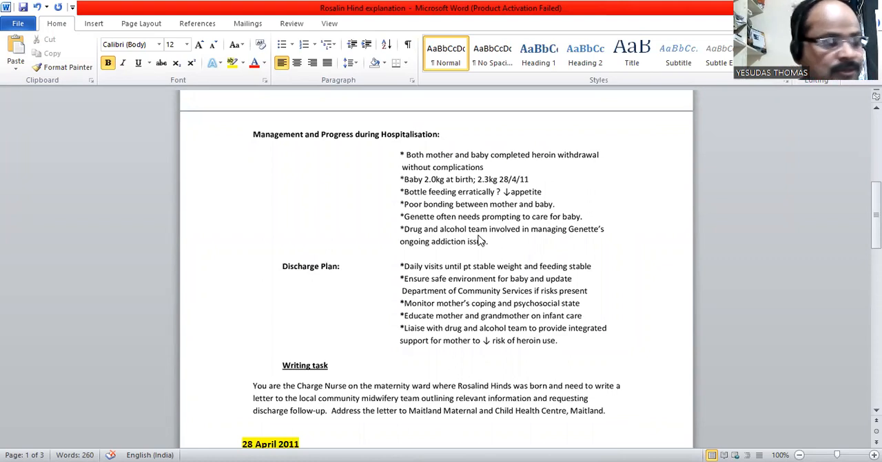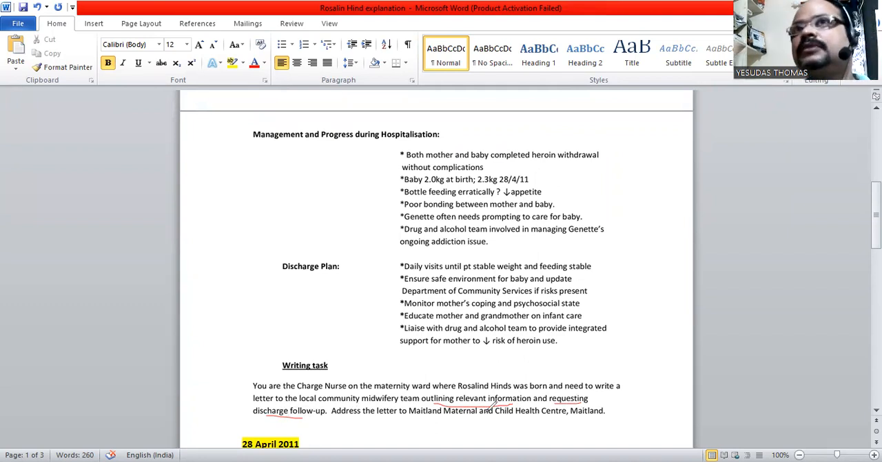You are the charge nurse on the maternity ward where Rosalind Hinds was born, and need to write a letter to the local community midwifery team outlining relevant information and requesting discharge follow-up. You are addressing the letter to the community midwifery team, as you are the charge nurse in the maternity ward. So this is the task.